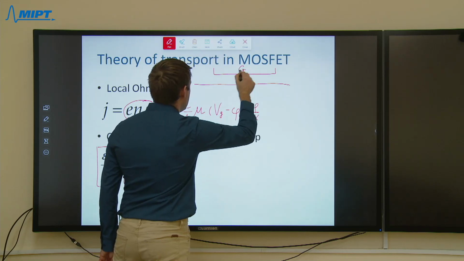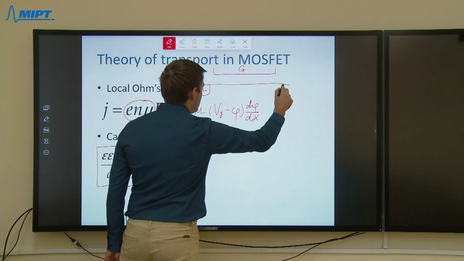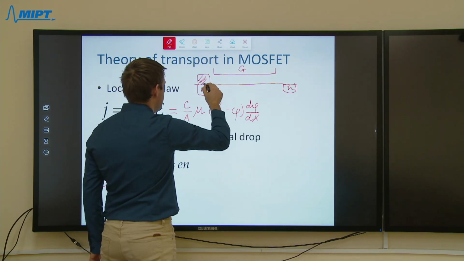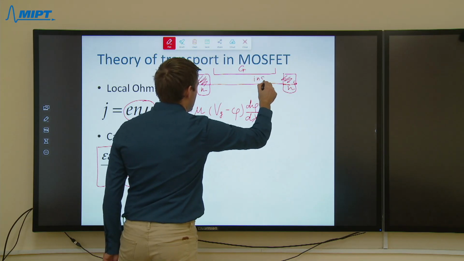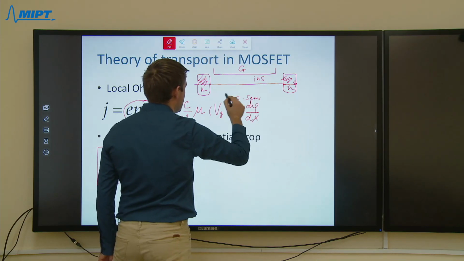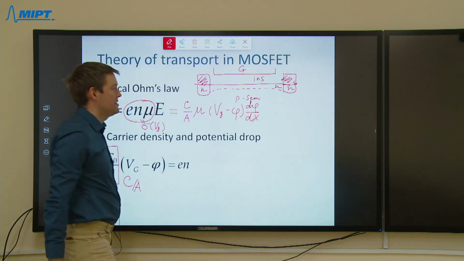This is the gate layer. These are the doped contacts of N-type. There are metal contacts here, metal contacts here. Here we have the insulating layer, and here we have p-type semiconductor. And here is the inversion layer with the induced density N.